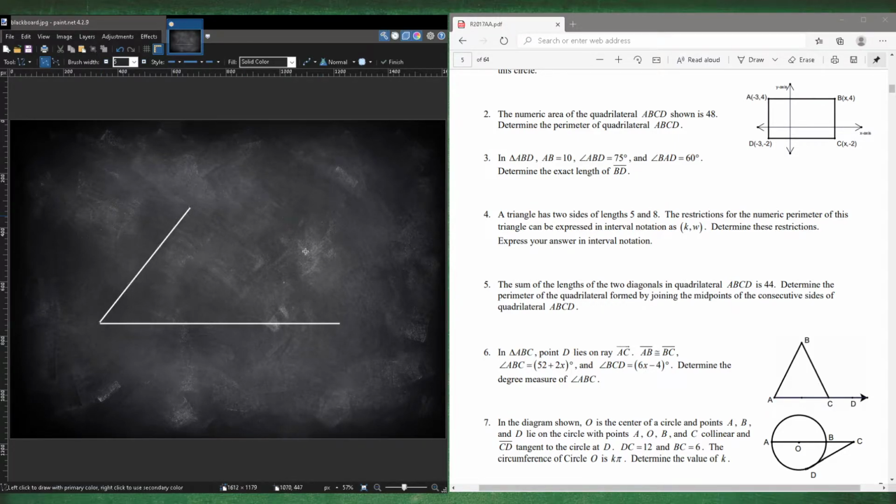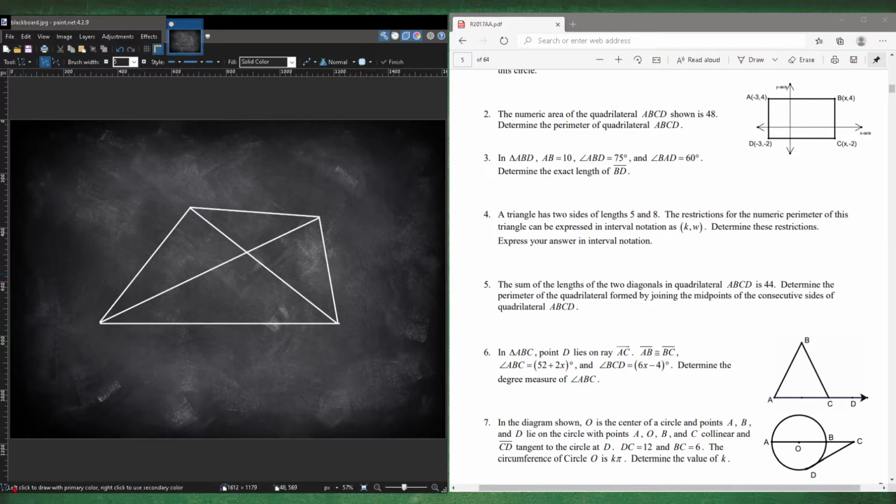So something like this, and then like that. It doesn't really matter. It just has to be four-sided. And then we have basically two diagonals. So something like this. Usually in geometry, you would like to draw pictures to see how it's happening. Okay, so we know that the sum of these two diagonals is 44. And then they said to determine the perimeter of the quadrilateral formed by joining the midpoints of the consecutive sides.